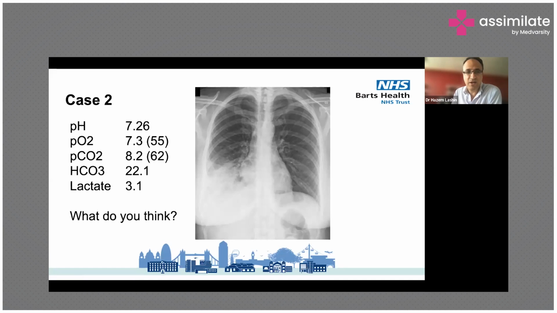And this is the patient's blood gas and the chest X-ray. So pH 7.26, PO2 7.3, PCO2 of 8.2, bicarb 22, lactate of 3, and this is the X-ray. What do you think? So we have the X-ray, we have the findings. So write LL consolidation. Yes, thank you. So what do we think is going on here? Okay. So any more suggestions? Respiratory acidosis?